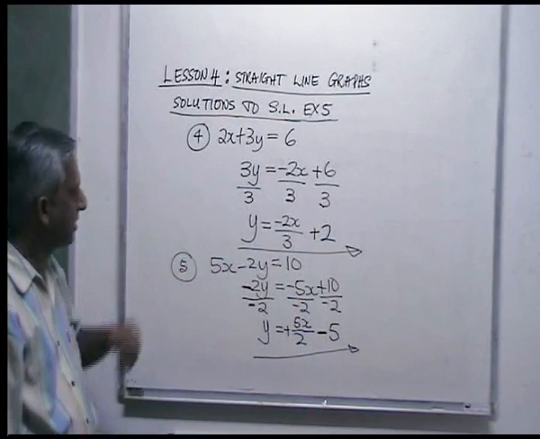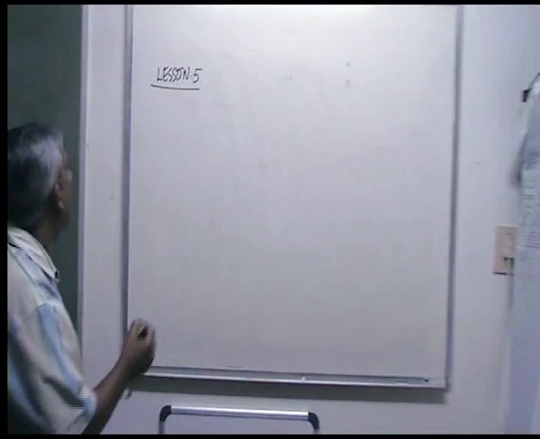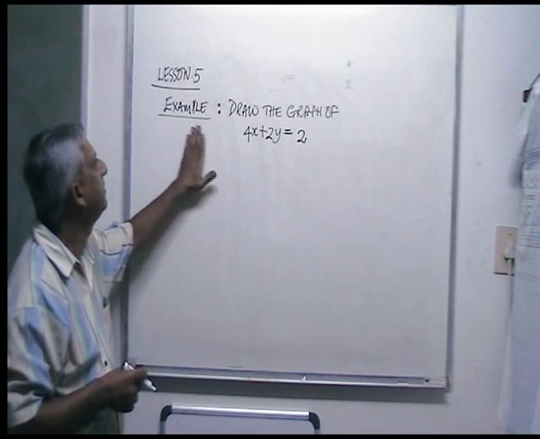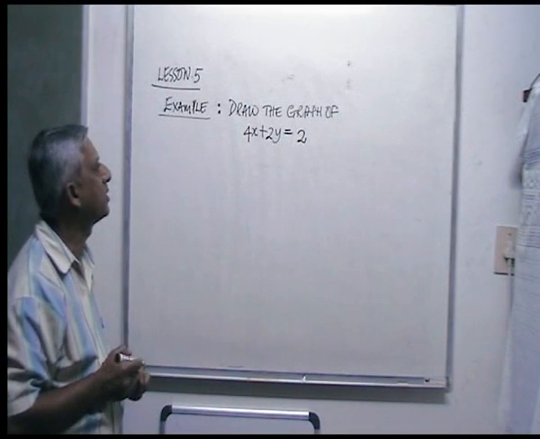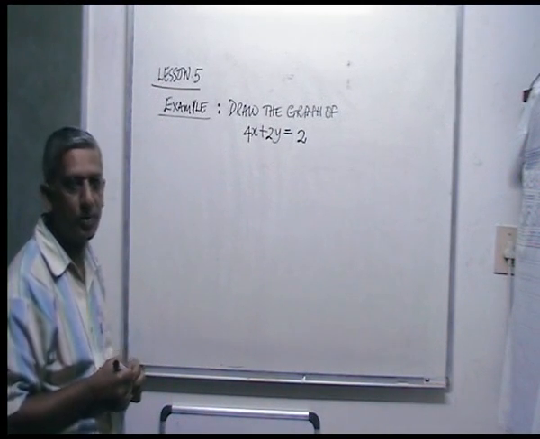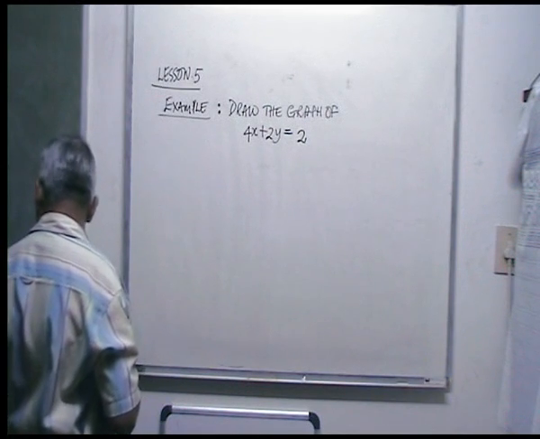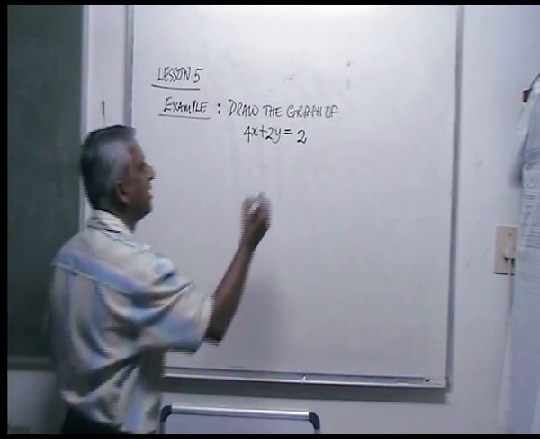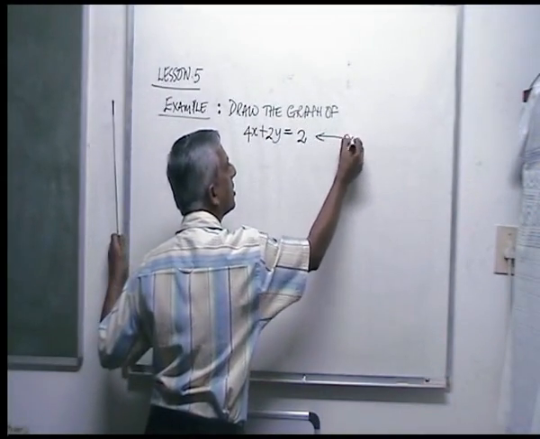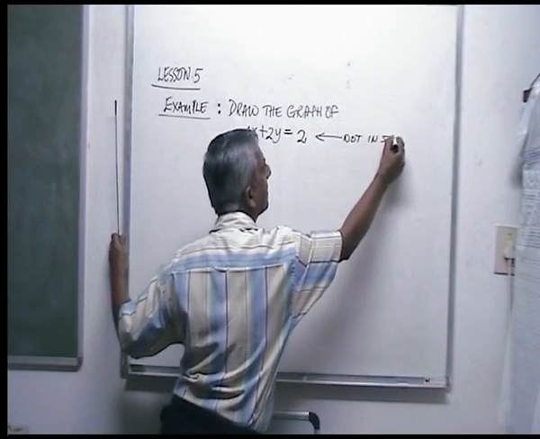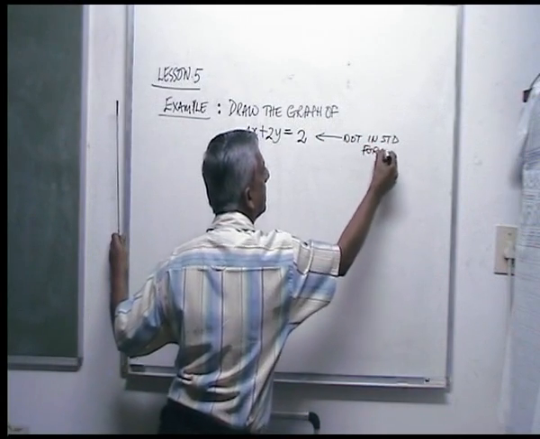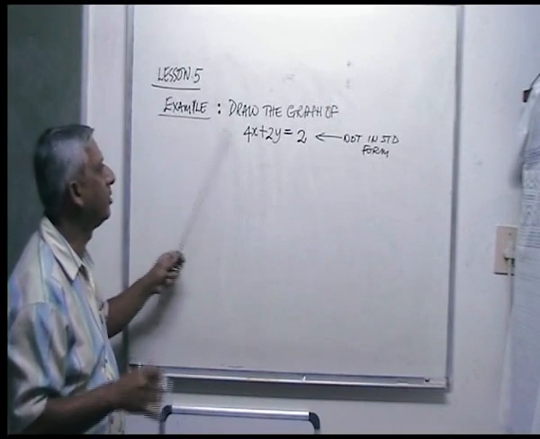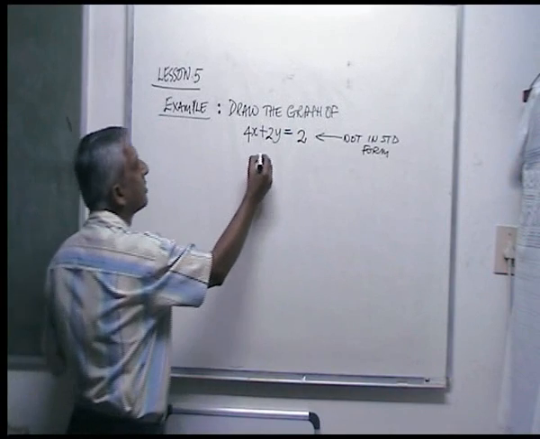Alright, so this brings us to the end of the lesson. Right, now, so we have to do this example here. Draw the graph of 4x plus 2y is equal to 2. So when you look at this equation, you straight away realize it is not in standard form. So nobody's going to tell you, you have to know that you must bring it to standard form. Nobody's going to tell you that. So you'll try to bring it to standard form.